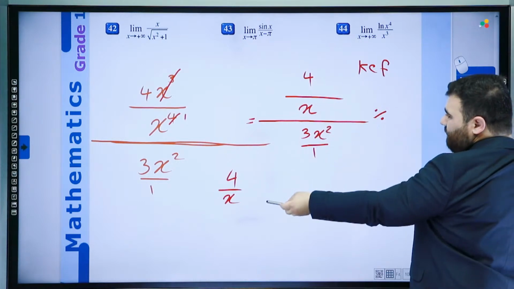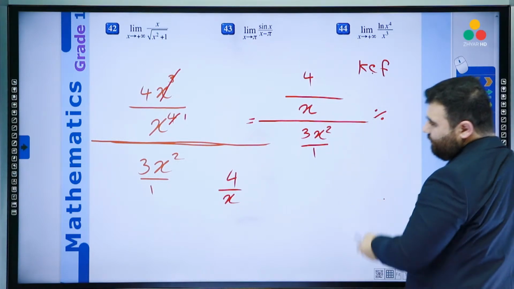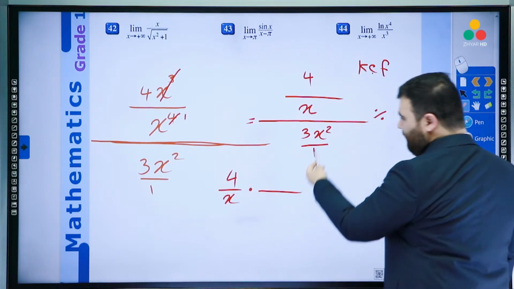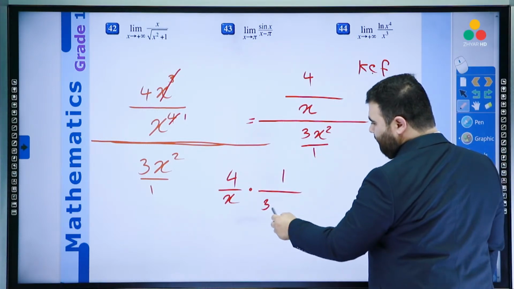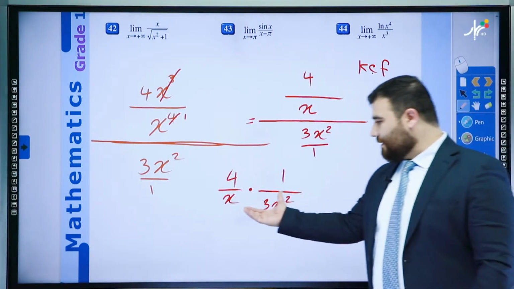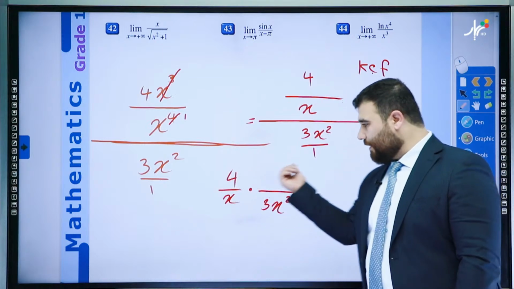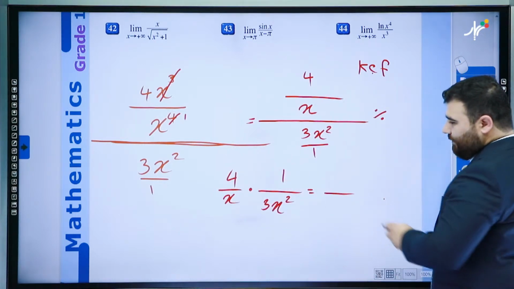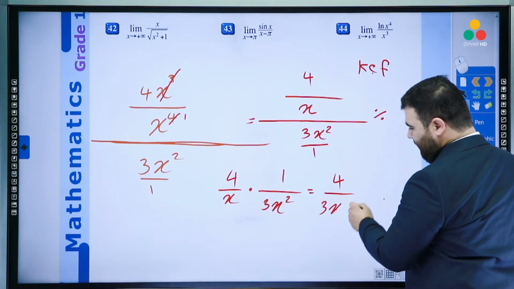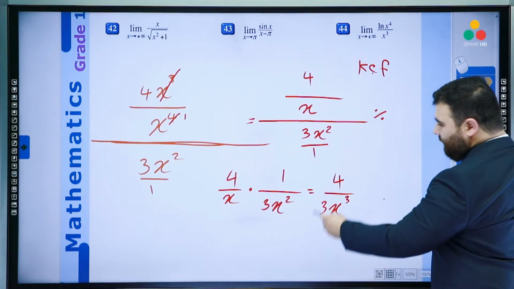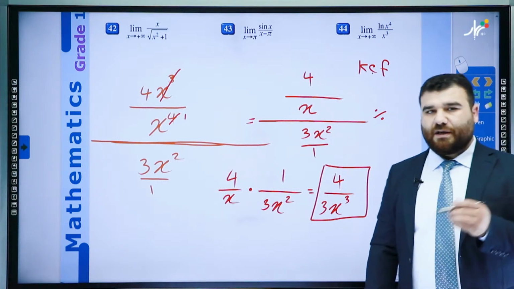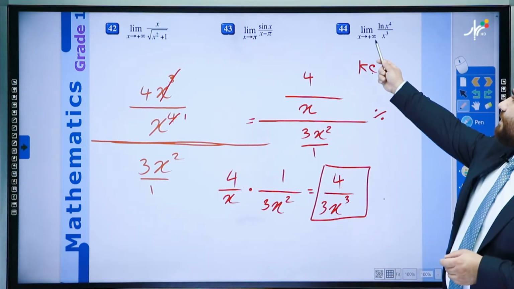KCF means keep the first fraction. C means change this division to multiplication and then flip the second fraction. This fraction should be flipped, so it becomes 1 over 3x power 2. All right. Now, this is a multiplication problem. I can multiply numerators together and denominators together. 4 times 1 is 4, and 3x power 3. Now, this is the function simplified after the derivative.